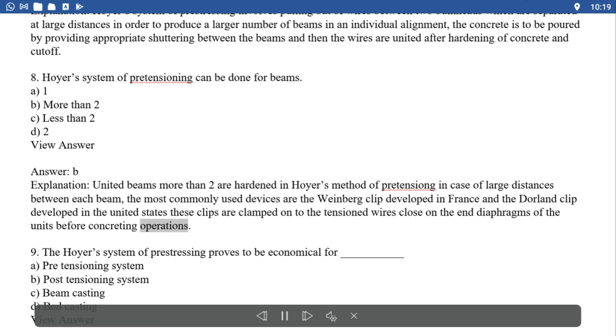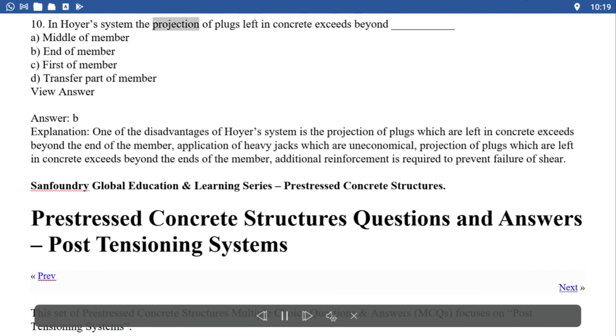These clips are clamped onto the tensioned wires close to the end diaphragms of the units before concreting operations. 9. The Hoyer's system of pre-stressing proves to be economical for blank. A. Pre-tensioning system. B. Post-tensioning system. C. Beam casting. D. Bed casting. Answer. 10. In Hoyer's system, the projection of plugs left in concrete exceeds beyond blank. A. Middle of member.